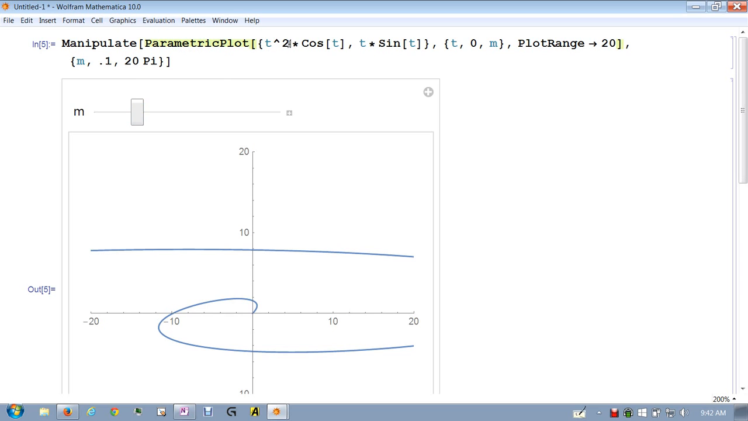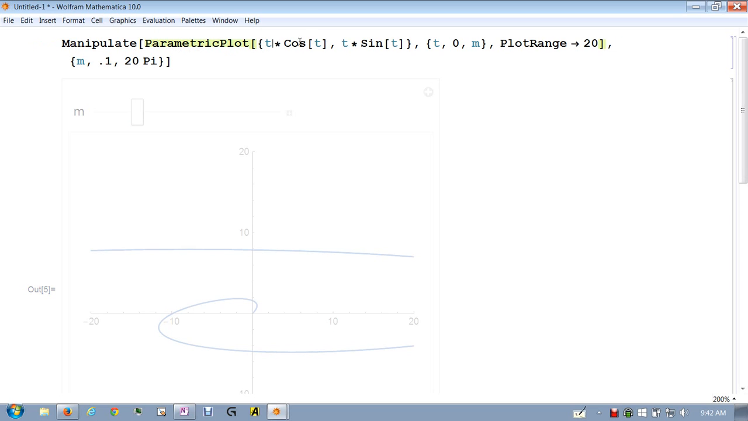How about this? Change this back to t. How about if I do, instead of cosine t, what if I do cosine squared? Wouldn't that mean that my x-coordinate, this cosine, would never become negative, right? Never become negative, as long as my t is going to stay between 0 and m. So let's see what this looks like.